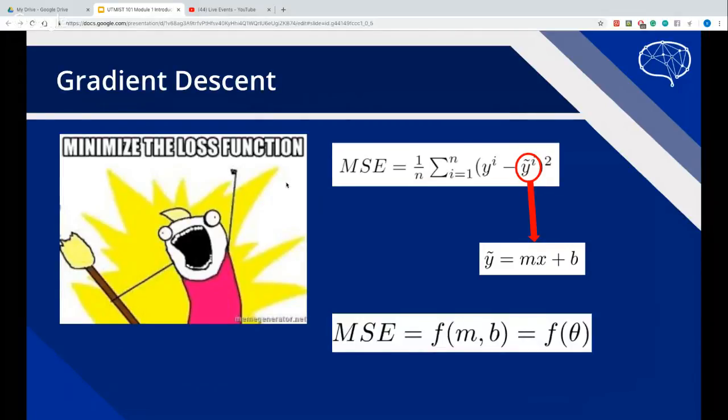Usually we write m and b as theta, the parameters of that model, because the model is defined by its parameters, m and b, right? So by minimizing the loss function, we can find the best line. So we just find m and b. Okay. Any questions? No. Okay.